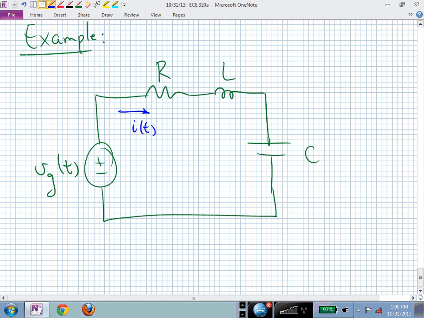And we will look at maybe having two different outputs. Maybe the current through each of those elements that results from this voltage source, V sub G of t, or maybe somebody says, no, I just want to know what's the voltage of that capacitor when I put in this voltage source, V sub G of t.